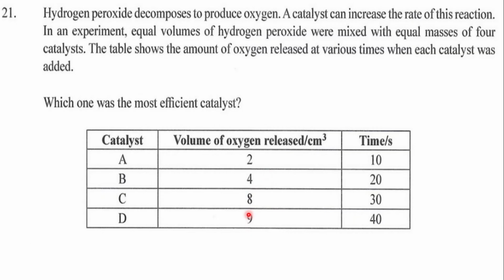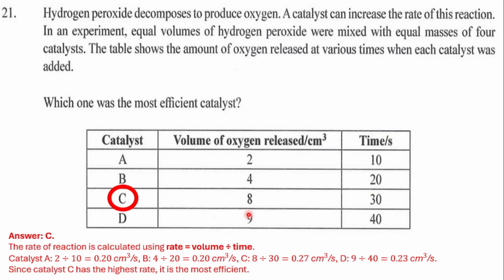The correct answer is definitely going to be C, because remember, we're looking for the most efficient one. So let's perform the calculations. We're trying to find the rate of the reaction, and to find the rate, all we need to do is take this number and divide it by this number. So 2 divided by 10 gives us 0.20 centimeter cube per second. So that is for catalyst A.